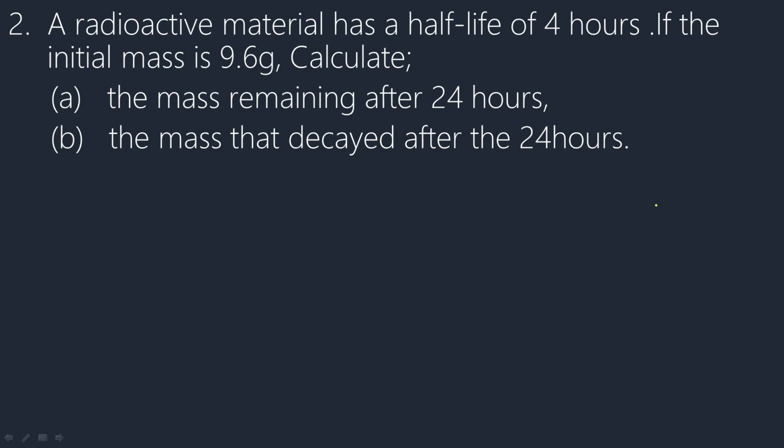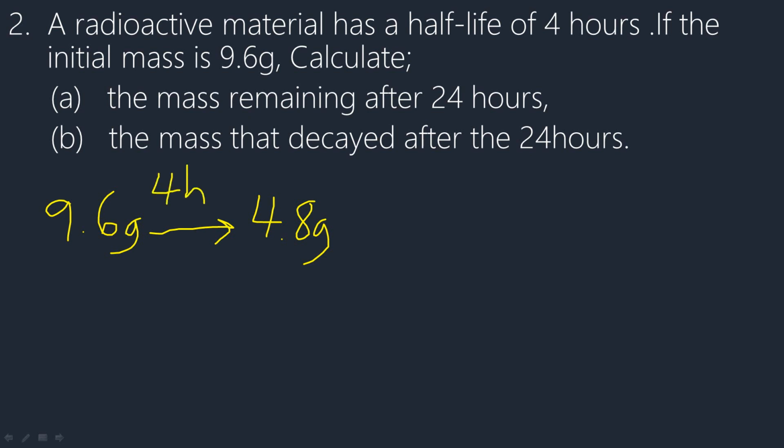They're saying a radioactive material has a half-life of 4 hours. So our half-life is 4 hours. The initial mass is 9.6 grams. So let's start from 9.6 grams. Now, after every 4 hours, because the half-life is 4 hours, the mass will be half of what was there. So we are starting from 9.6. 9.6 divided by 2, you get 4.8 grams. The time taken from 9.6 grams to decay to 4.8 is the half-life of that material, which is 4 hours.